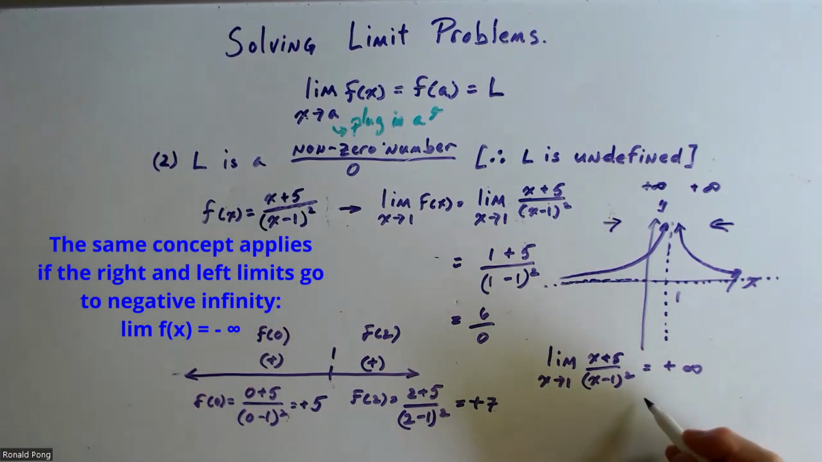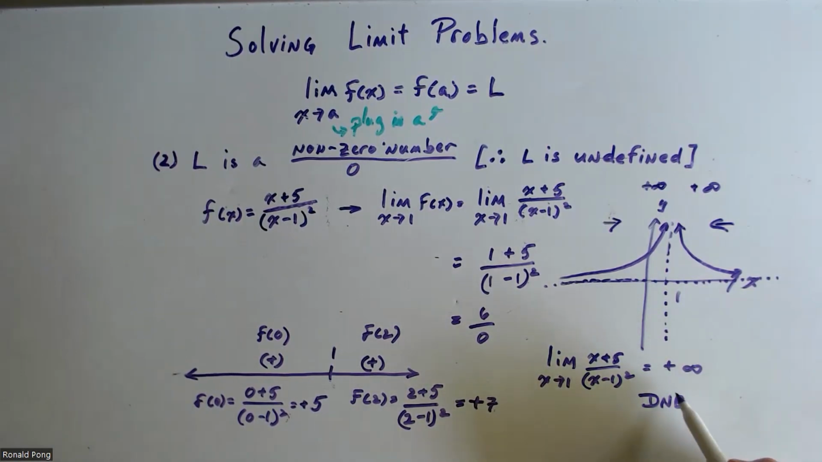Now, strictly speaking, this is still a does not exist because we can never get to infinity. However, we are indicating that in this instance, our limit is heading toward positive infinity.